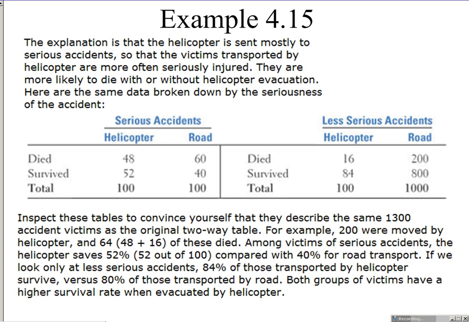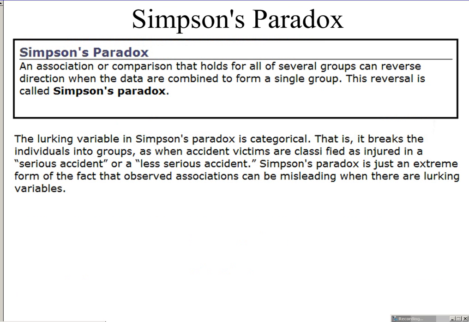If we look only at less serious accidents, 84% of those transported by helicopter survive. So we have 84 out of 100 versus 80%, 800 out of 1,000 transported by road. So both groups of victims have a higher survival rate when evacuated by a helicopter. And that takes us to what Simpson's Paradox is.